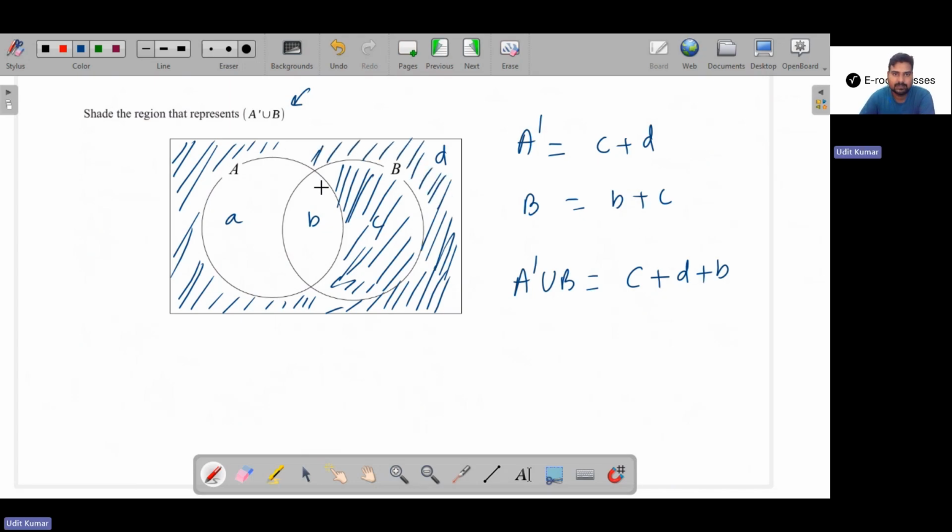And you have to shade the B portion. B is also there. Okay. This space you don't have to shade. Space A you don't have to shade. Okay. So this will be how you will solve this question.